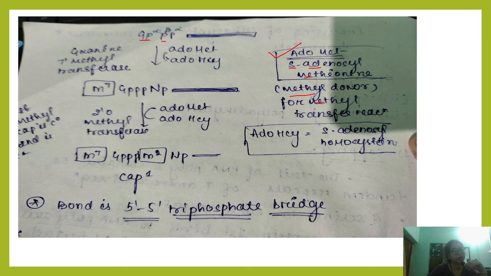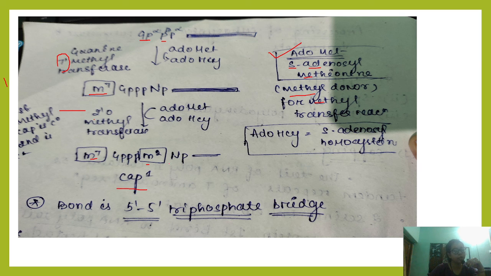Then again the same S-adenosyl methionine will be added. Again there will be a methyl transfer at the 2 prime position. Remember that. The first methyl transfer will be at the 7th position, that's why m7 is written. The second methyltransferase will be at the 2 prime position. So 2 methyl groups are attached, and the second cap is known as Cap 1.